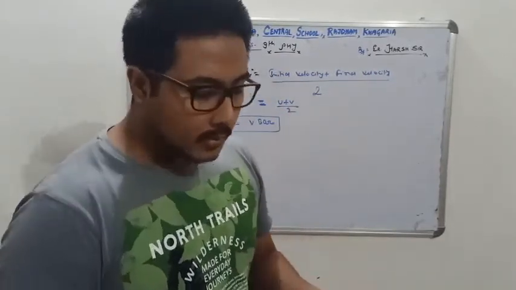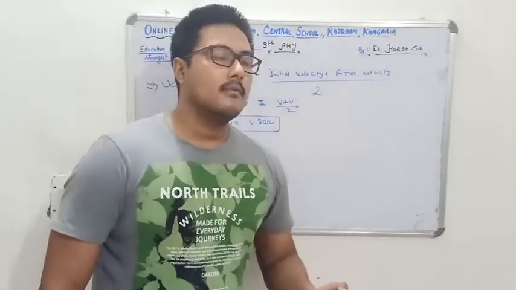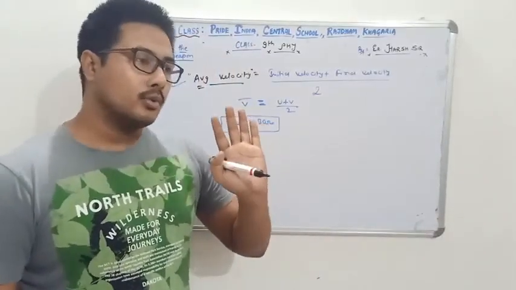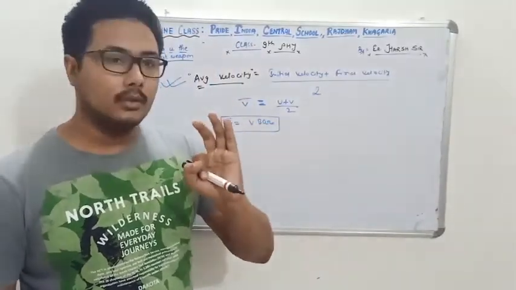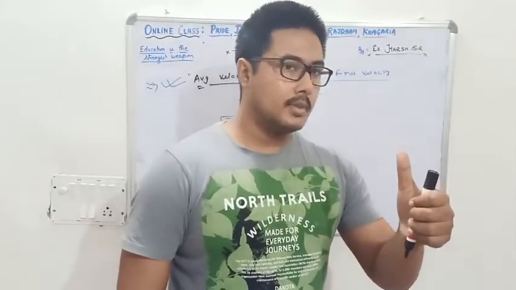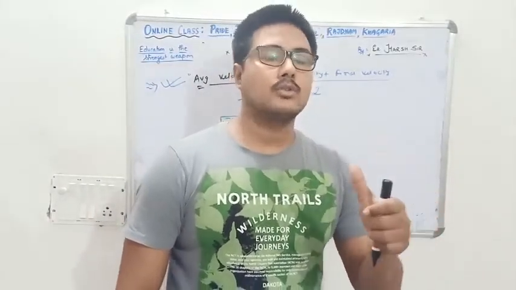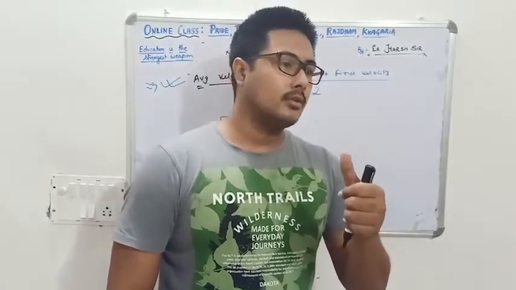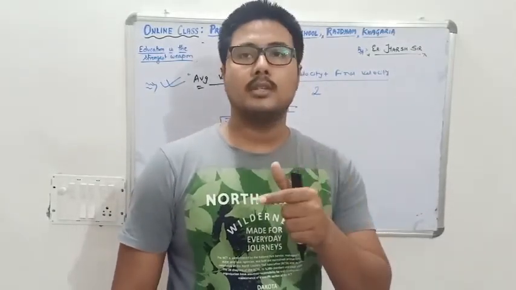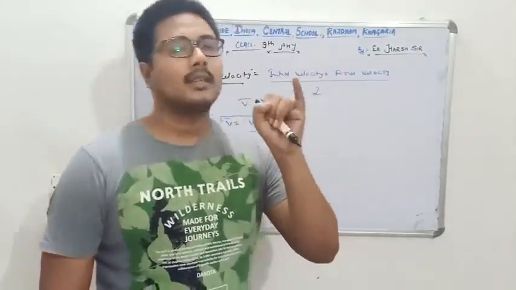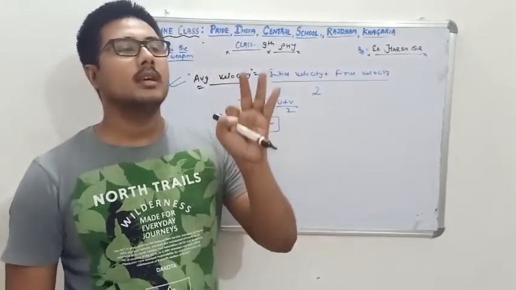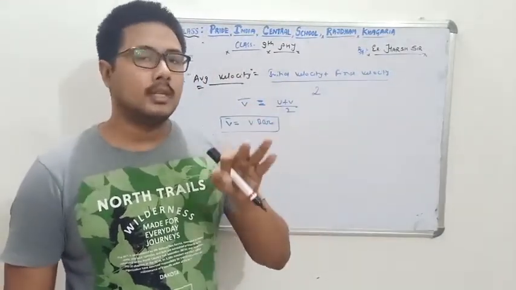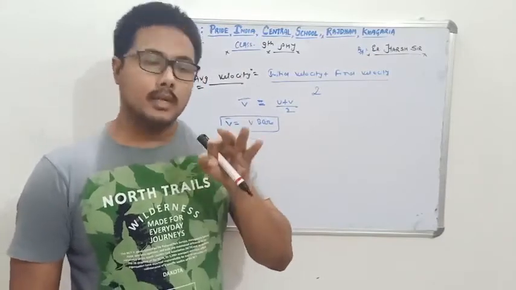So in the next classes, we will learn about the only three topics left in the chapter: the three equations of motion, s is equal to ut plus half at square, and v is equal to u plus at, all these things, and the graphical representation of that, and the uniform circular motion. Only three topics are left, and that will complete your chapter.